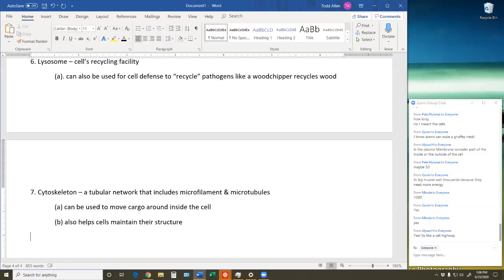Number 8 is the Golgi complex, which is also known as the Golgi apparatus. That's probably an older term that I was taught years ago. But at any rate, what I'd like you to think about when you think about the Golgi complex is that it's sort of equivalent to the cell's post office.